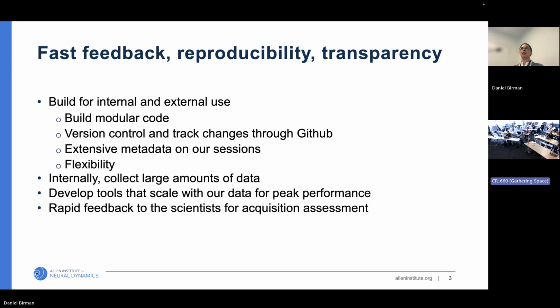And when I say that, I really mean that we need to give rapid feedback to the scientists and research associates who are collecting this data for any sort of data acquisition assessment. They need to be able to fail a session and retake it the next day, because here at the Institute, we acquire data 8 hours a day, 5 days a week, sometimes more than 8 hours a day.